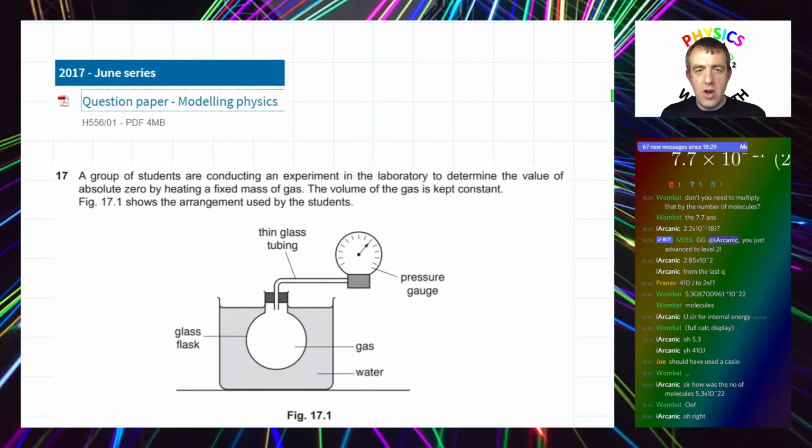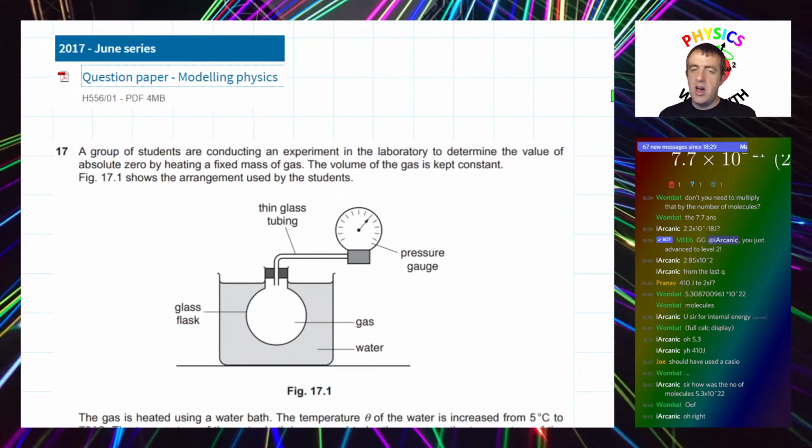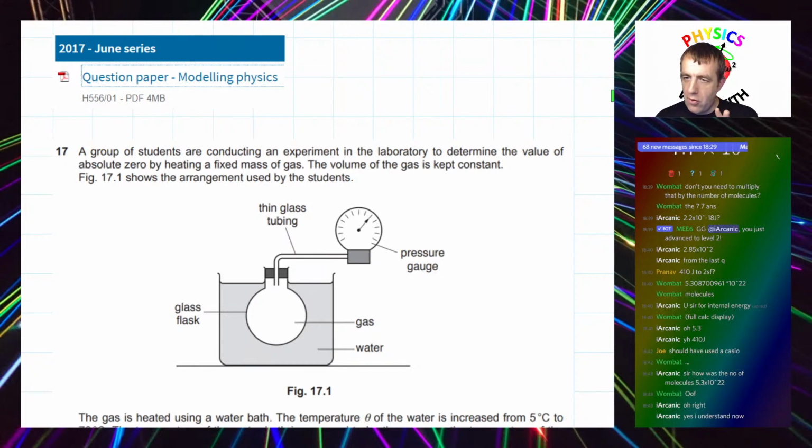Okay, so moving on. Next paper. This is all OCR. Again, they've not endorsed my work solutions. They haven't seen nor approved, but they have given me permission to use them. This is from the 2017 June series. This is the Physics A spec, and this is paper 1, and there's the paper code if you want to look it up. The modelling physics paper.